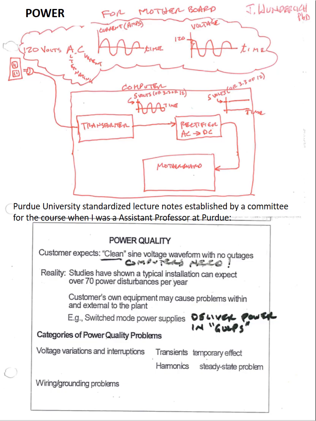So we talk about clean power now, and the reality of you have 70 disturbances a year typically. Customers can have problems with external plants. So I have some experience building buildings. My bachelor's degree is architectural engineering in 1984 from the University of Texas in Austin, and it allowed me to get, if I wish, licensing for engineering or architecture.